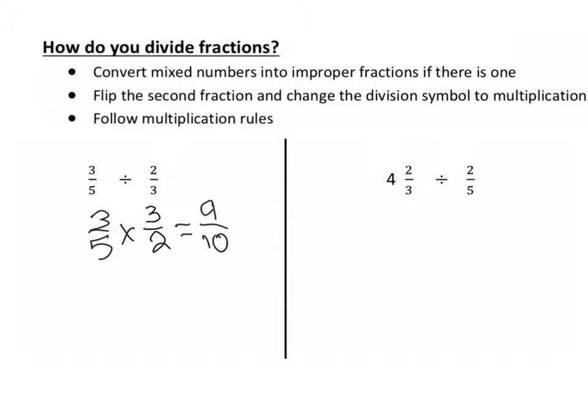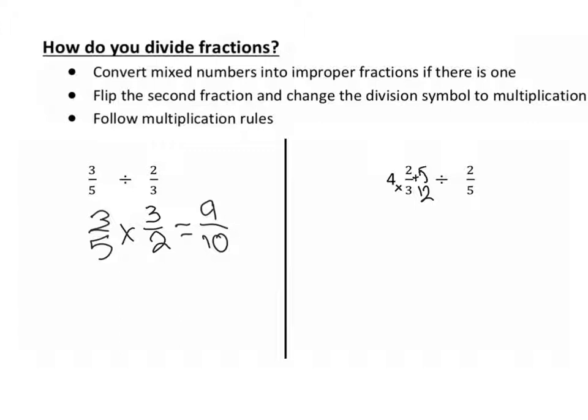So we need to go back to our first rule that says convert mixed numbers into improper fractions if there is one. So in our example here, 4 2/3 is a mixed number. So the way we take a mixed number and change it into an improper fraction is we take the whole number, which is 4, and we multiply it by the denominator, which is 3. So 4 times 3, and that gives us 12. From there, we have to add the numerator, so I draw a little arrow up and put a plus.